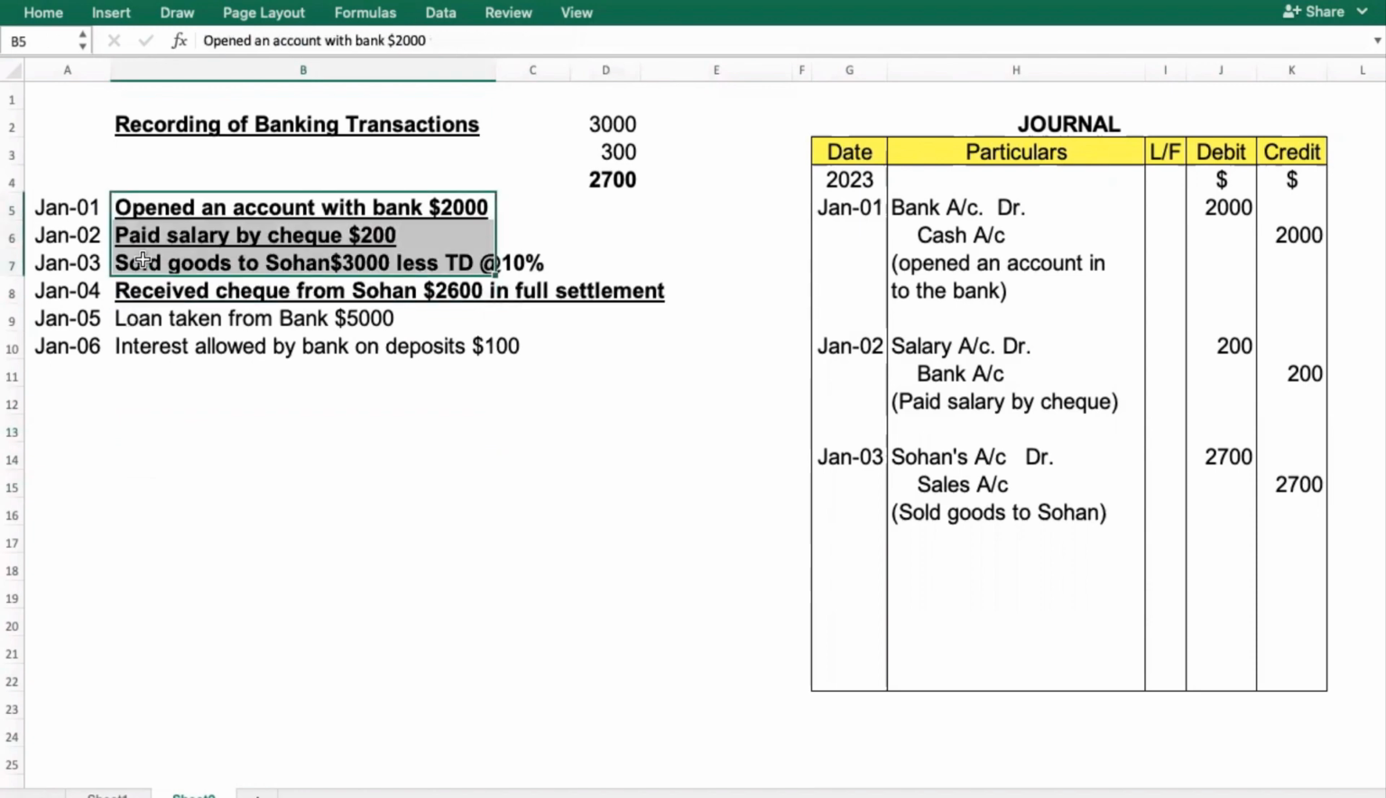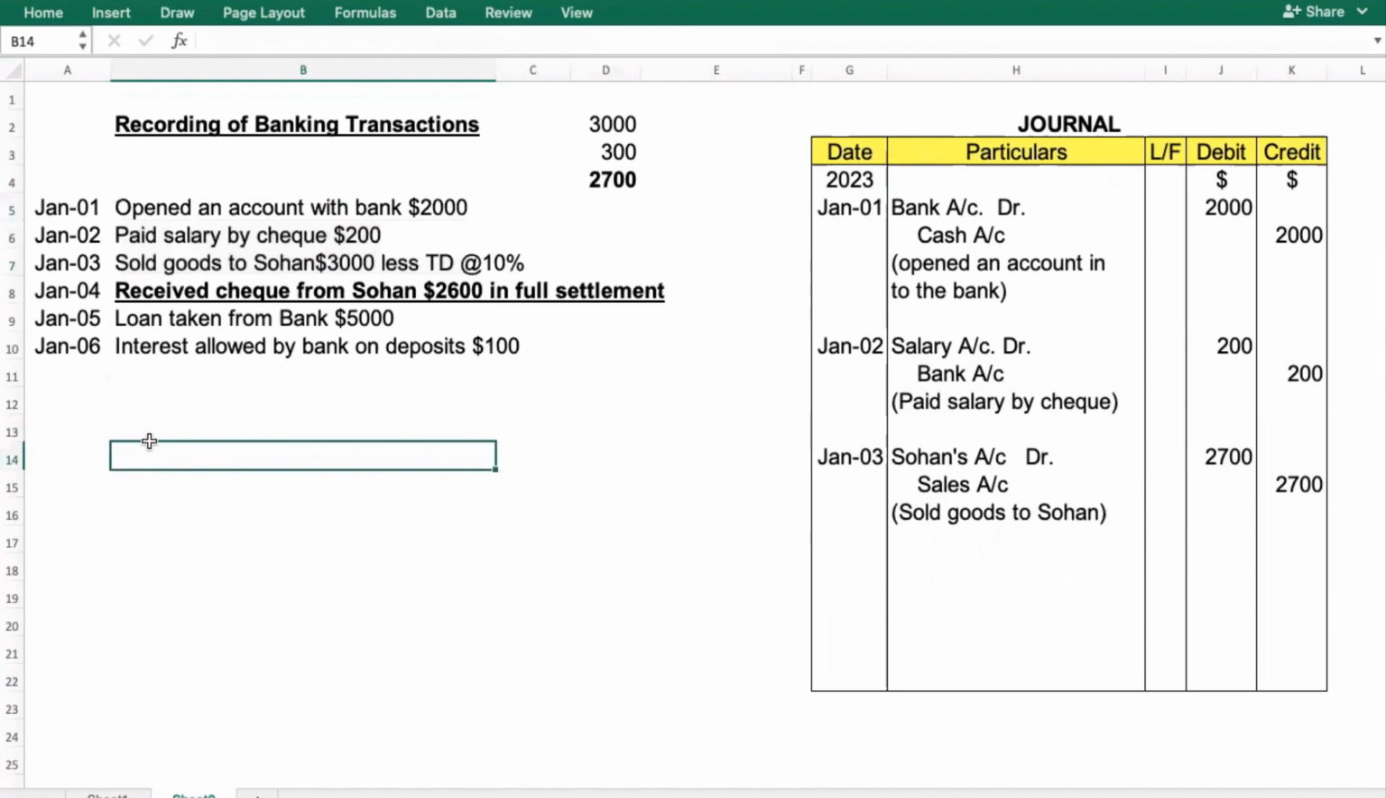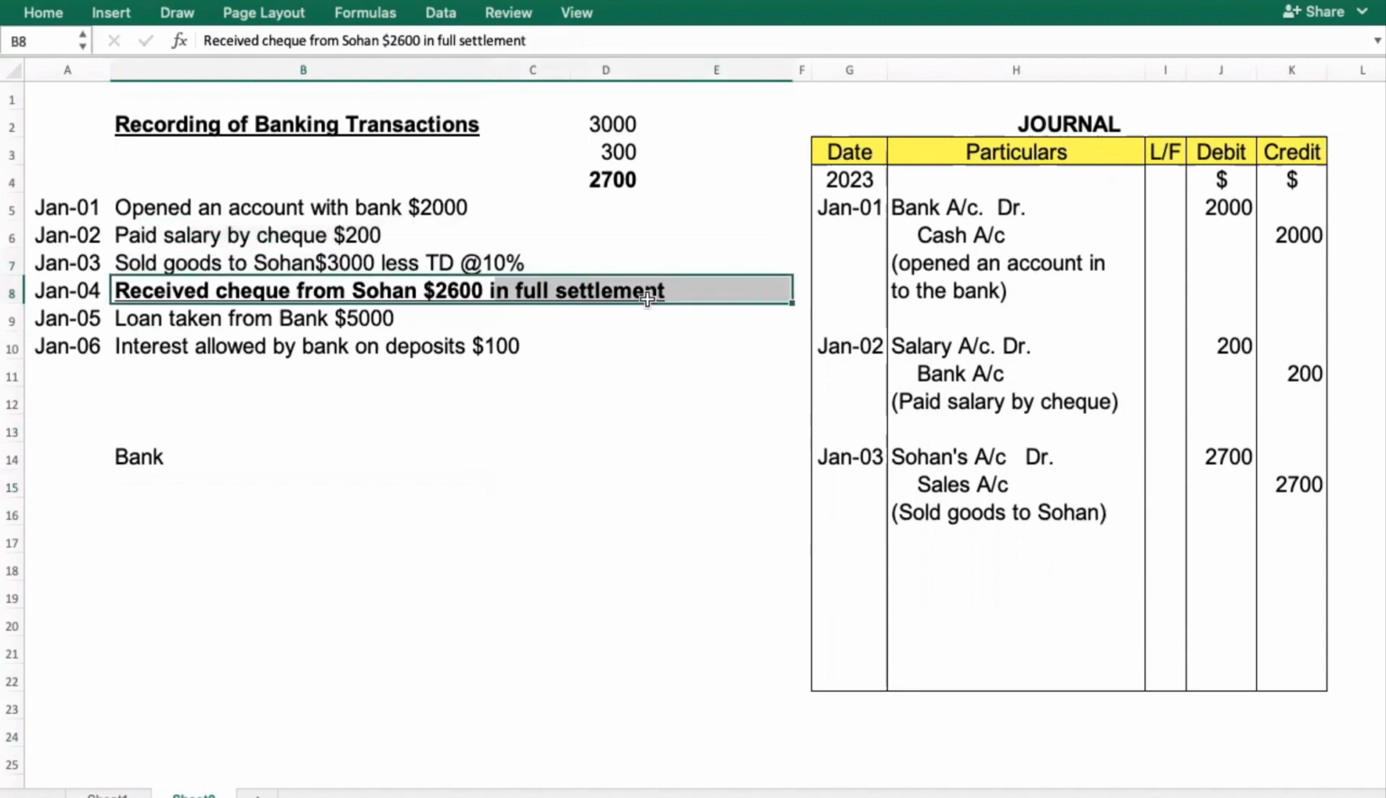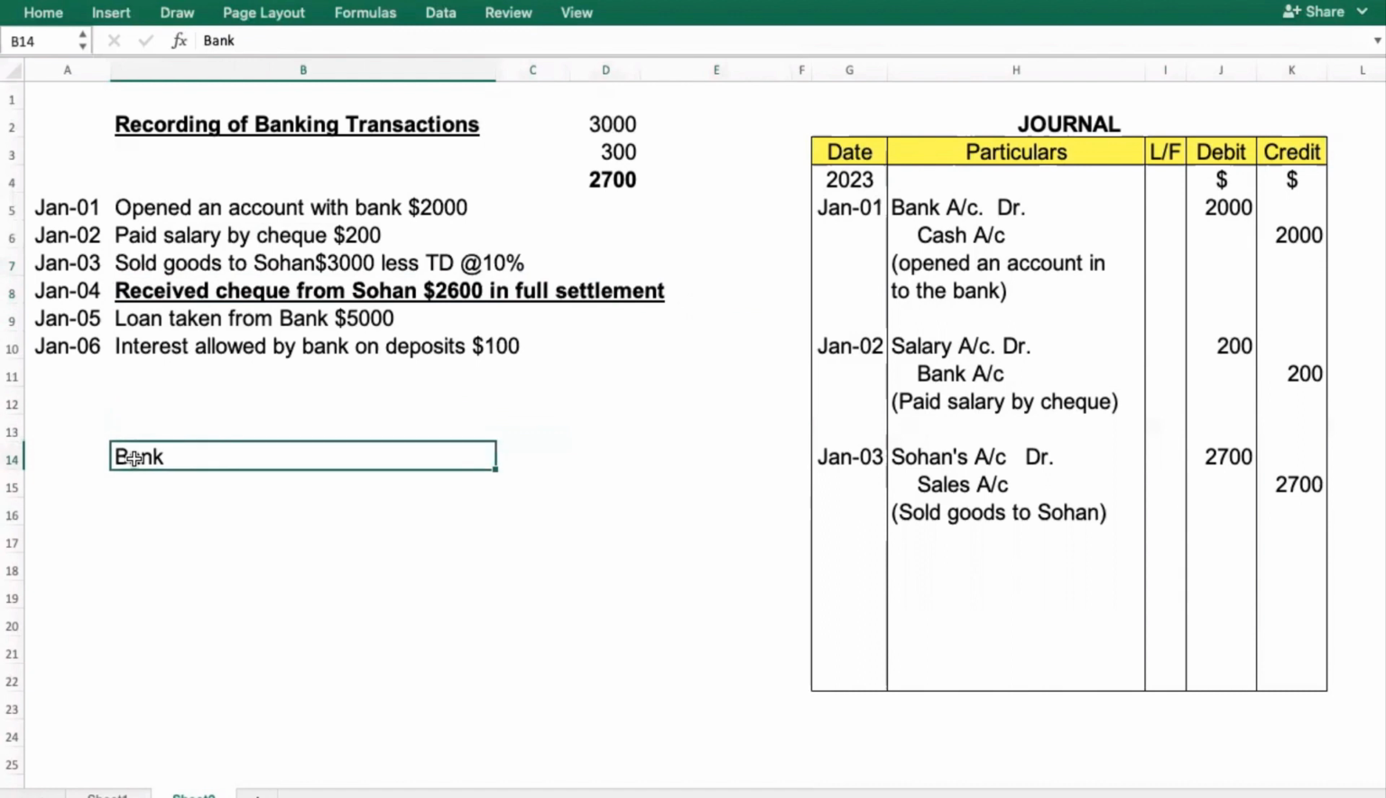Which three accounts? First, I got the check. Check means I will get money in my bank. Is it revenue? No, it is not revenue. We are not selling goods, we are just receiving money. Revenue we already considered in the previous transaction. Now we are only recovering the money. So bank is there, and I allowed a discount. Is that profit or loss for me? Loss. Discount allowed.